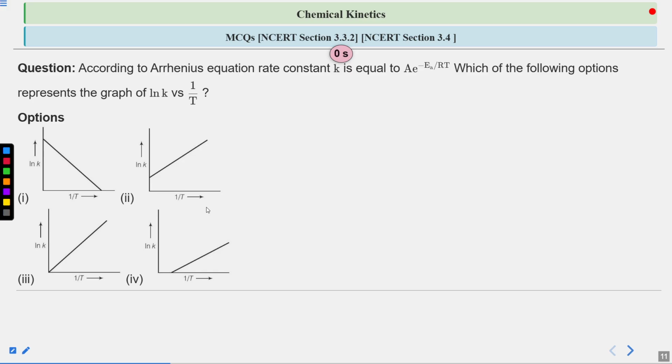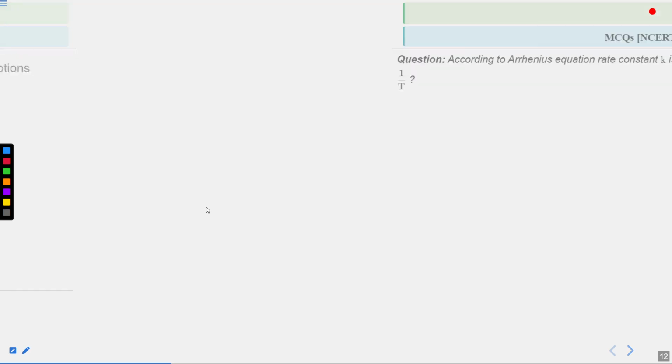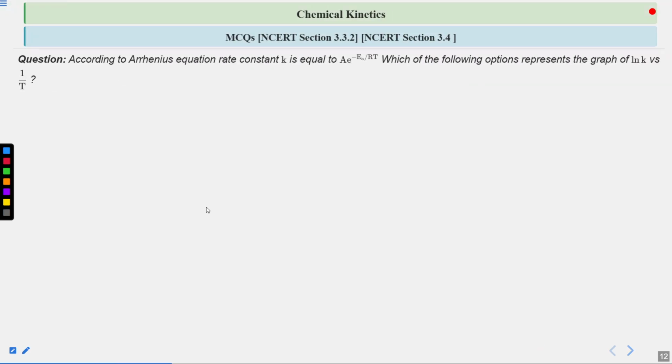Okay, let's see. So for this given question, the correct answer is option first, that is option A, that is this decreasing slope straight line having the intercept on the y-axis, that is ln K.